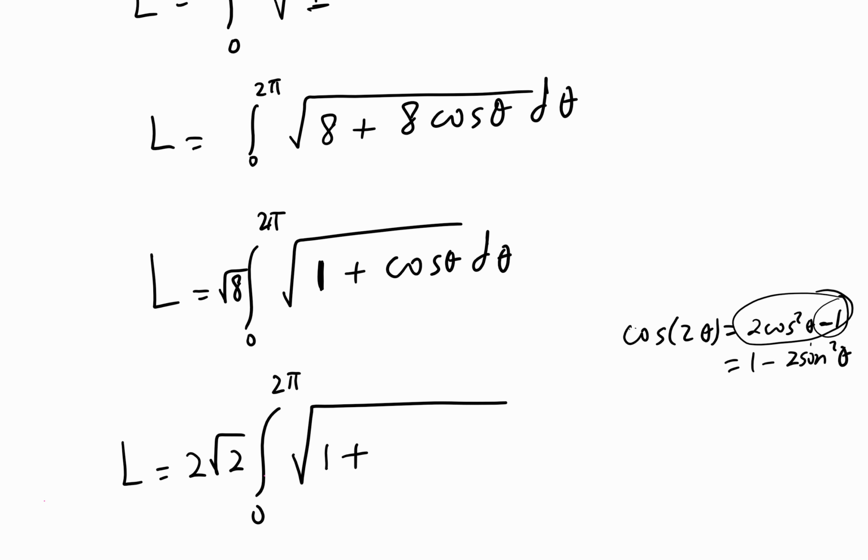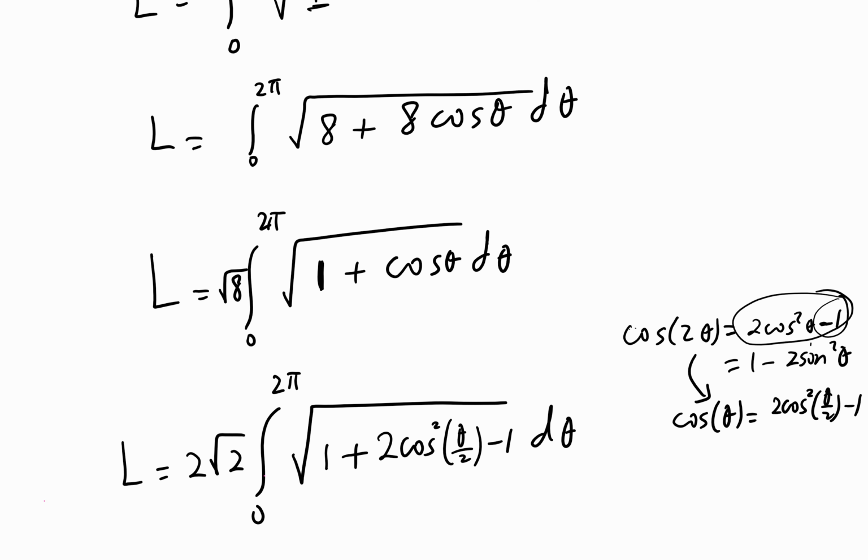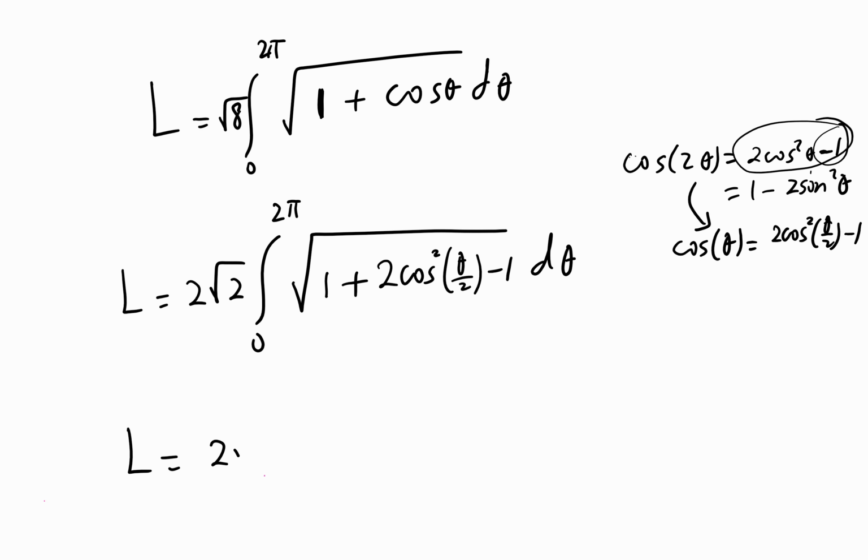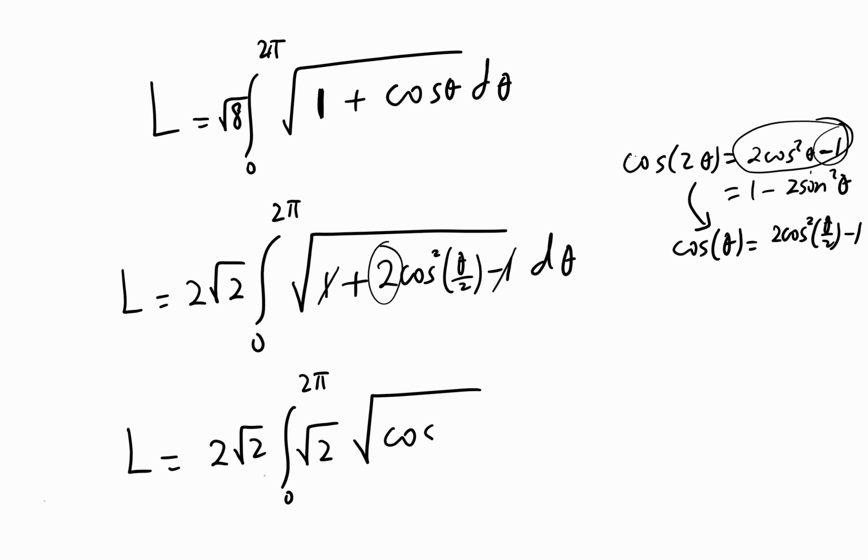And now, if you divide the angles by 2, you're going to get 2 cosine squared theta over 2 minus 1. So I'm going to put that in here, 2 cosine squared theta over 2 minus 1 d theta. So L equals 2 square root of 2, from 0 to 2 pi, these cancel. You can pull this 2 out as a square root of 2, and that will leave cosine squared theta over 2 d theta.